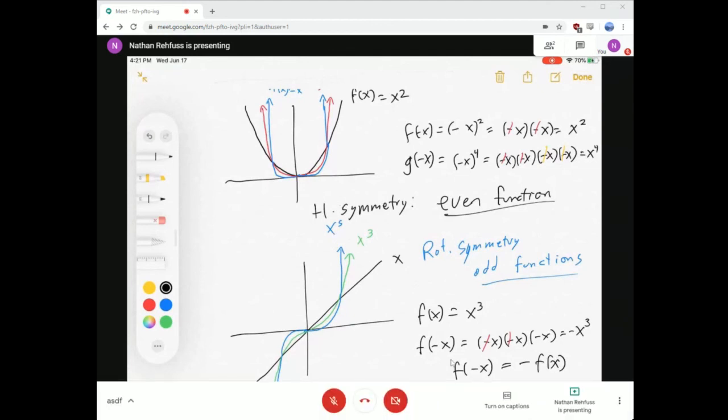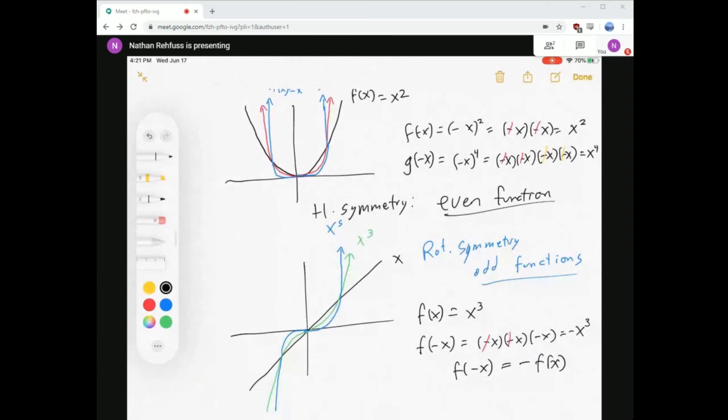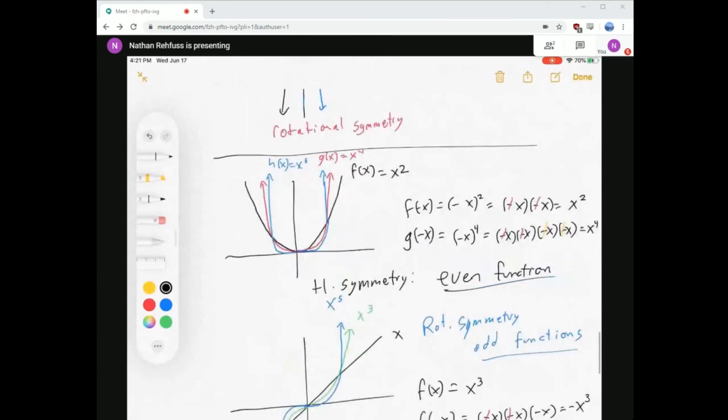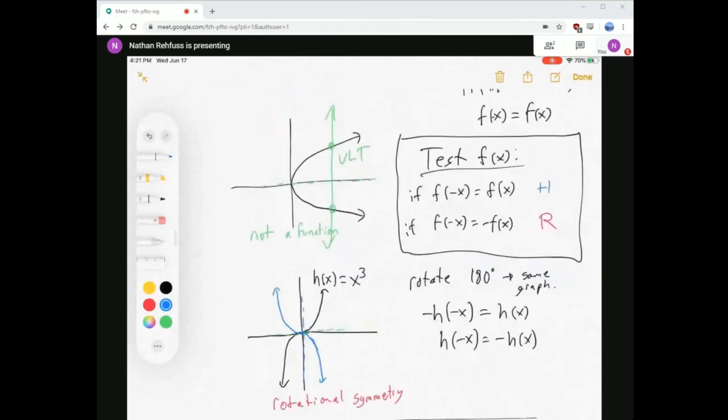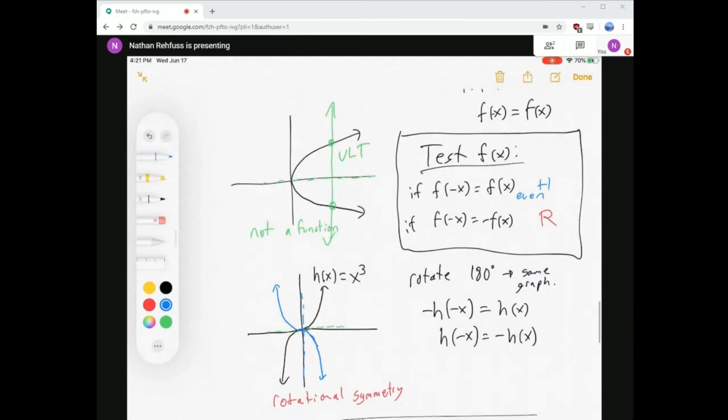So if it were x to the fifth, there would be two pairs of minus signs that cancel out, and then the fifth minus sign is stuck, or x to the seventh, or x to the 11th. Those are all odd functions, and they all have rotational symmetry. So we call any of these even functions, and we call any function with rotational symmetry an odd function. So this is often called the even or odd test.